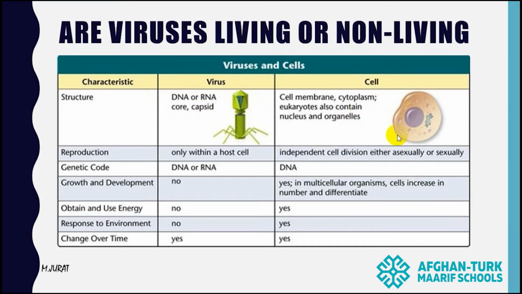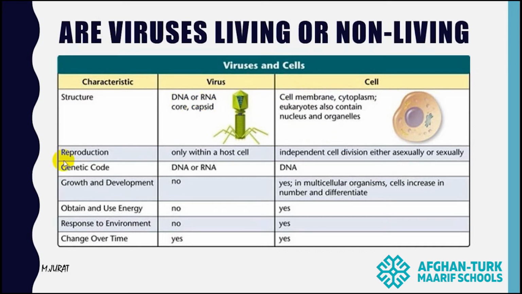But a cell, whether eukaryotic or prokaryotic, would have a cell membrane and cytoplasm. If it's eukaryotic, there will be a nucleus and some organelles as well. So in a cell there is cytoplasm, cell membrane, and many other structures. But in a virus there is only DNA or RNA and a cover.